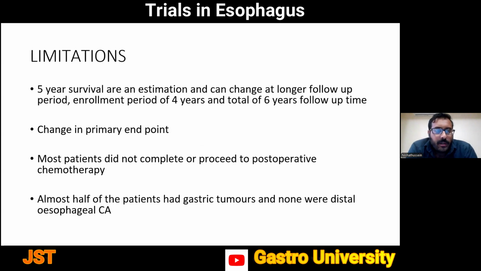There were some limitations to this trial. First of all, the 5-year survival is an estimation because the trial had a total of 6 years, 4 years of recruitment period and 6 years of total follow-up. So 5-year survival is an estimation and can change on a longer follow-up period. Then there was a change in primary endpoint from disease-free survival to overall survival, but I could not see this point affecting the outcome of the trial. Most of the patients in this trial did not complete post-operative chemotherapy because of various reasons which I mentioned. And the majority of the patients in this trial had gastric tumors, very few were Siewert type 1 and known distal esophageal adenocarcinoma.